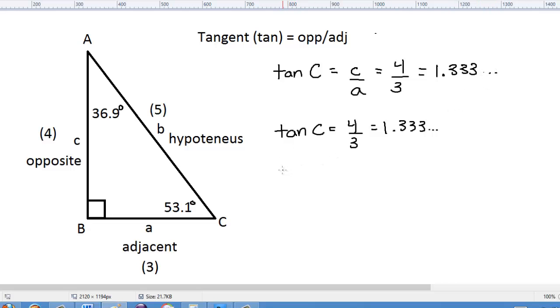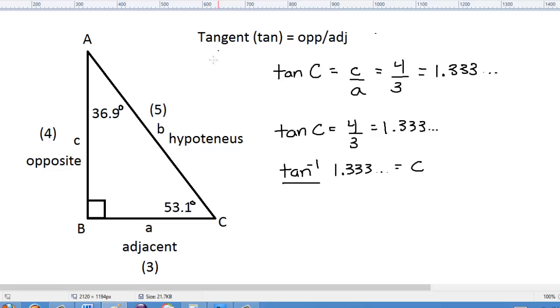What we could then do is use the reverse operation called arctan, and it looks like this. So arctan of 1.333 dot dot dot is equal to C. This symbol is often available on a calculator, usually if you press the second function button and then the tan button, so it's usually located above the tan button on most calculators.